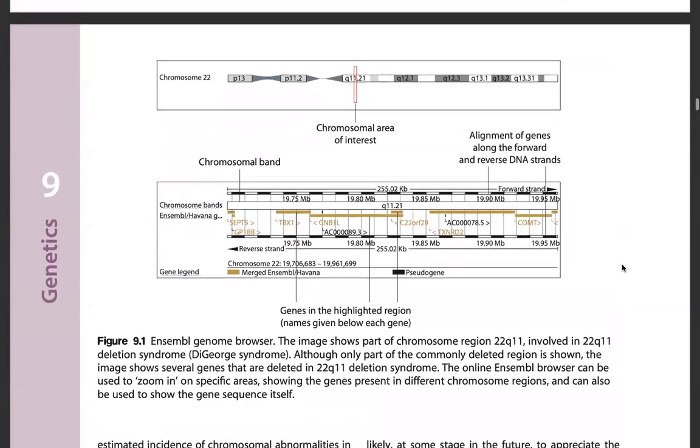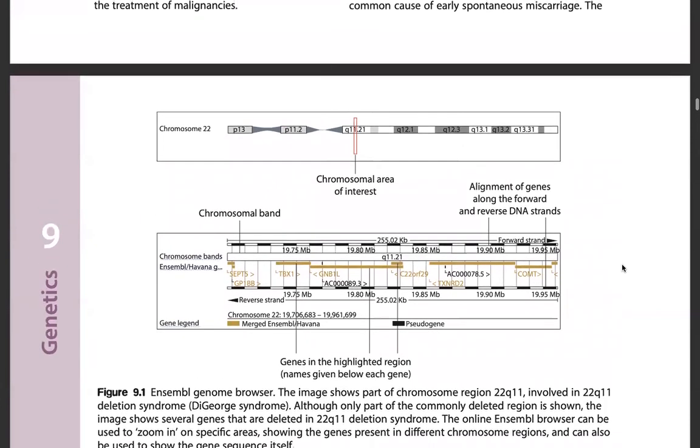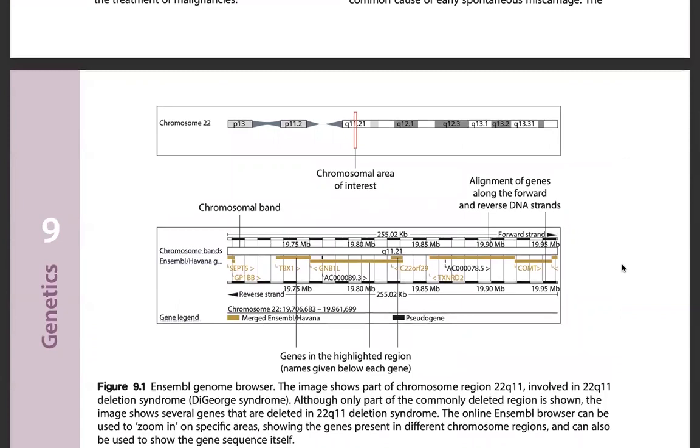This figure 9.1 shows the Ensembl genome browser. The images show part of chromosome region 22q11 involved in 22q11 deletion syndrome, that is DiGeorge syndrome. Although only part of the commonly deleted region is shown, the image shows several genes that are deleted in 22q11 deletion syndrome. The online Ensembl browser can be used to zoom in on specific areas showing the genes present in different chromosome regions and can also be used to show the gene sequence itself.